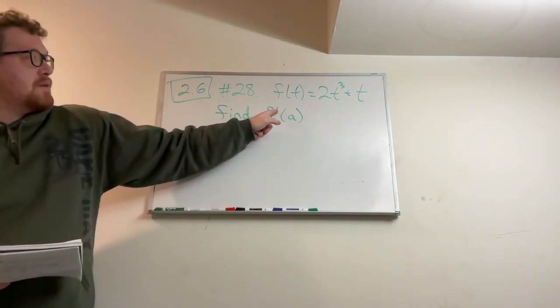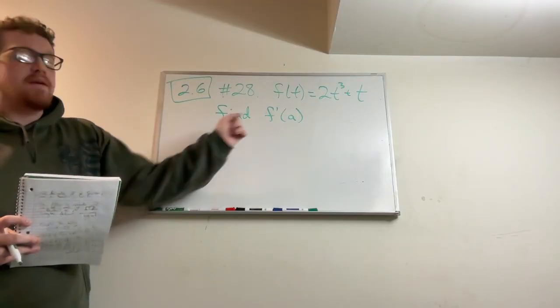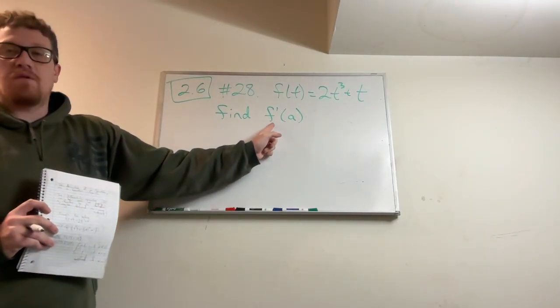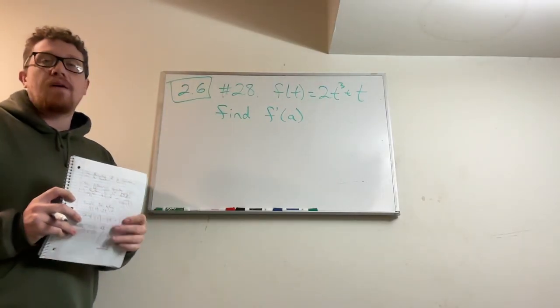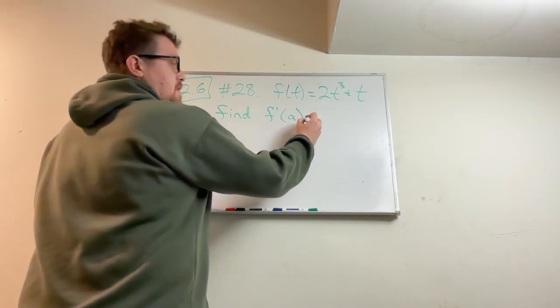So there's this little prime, this little dash above the f. So find f prime of a. That means we want to find the derivative of this function at a particular constant point a, which could be anything, but we're just going to assume it's some constant, some real number.